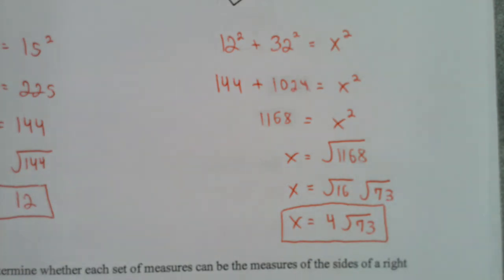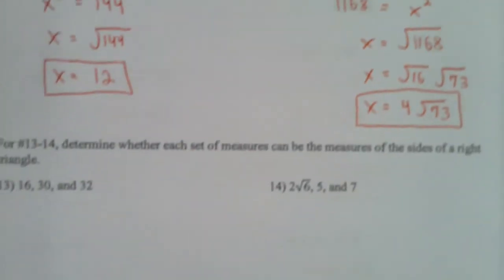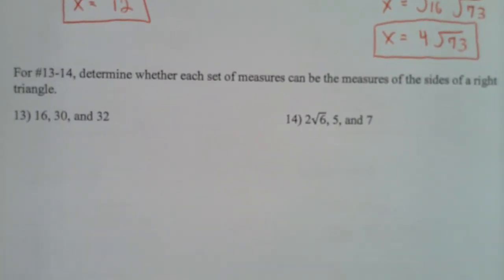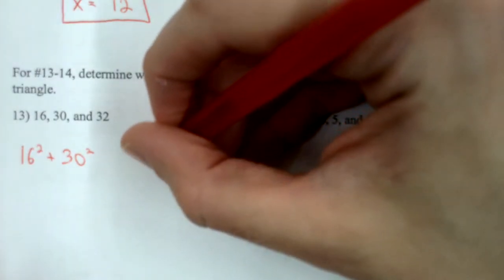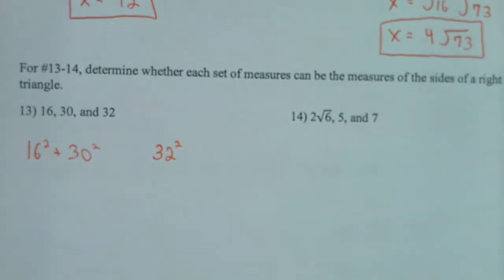Okay. And now we have two more, number 13 and number 14. Determine whether each set of measures can be the sides of a right triangle. So what you're going to do is take the two smallest sides, square them, and add them together. And then take the biggest side and square that, maybe off to the side somewhere, and see if they come to the same number.